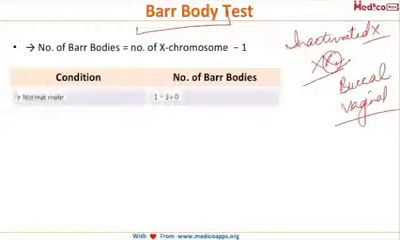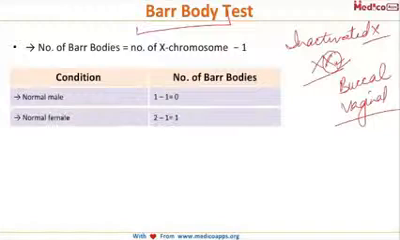Now let us understand this by example. In normal male, since there is only one X chromosome, so 1 minus 1, 0. So in normal male, you will not be able to see any Barr body. Likewise, in normal female, you will have one Barr body, because there are two X chromosomes in a normal female, so one will be inactivated, so there will be one Barr body in a normal female. Now let us see the exception to this rule.